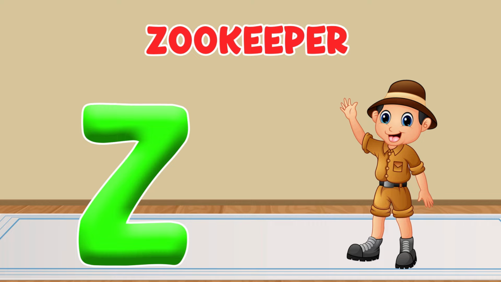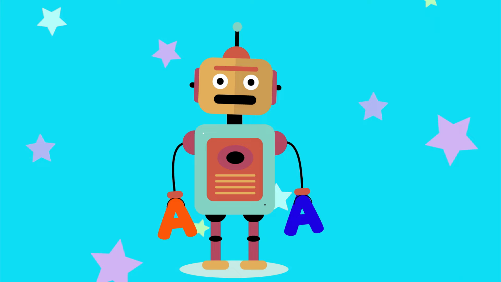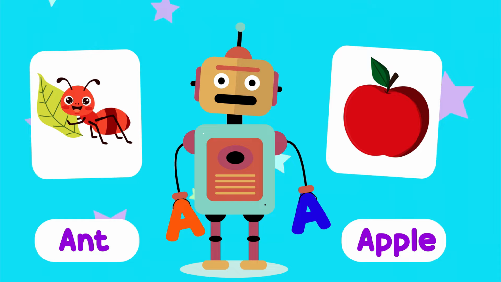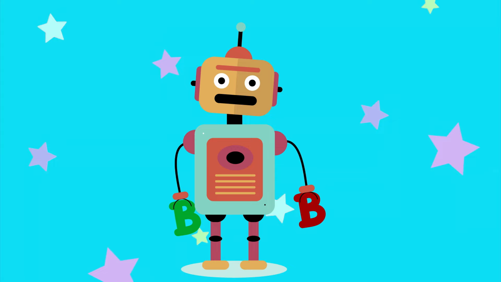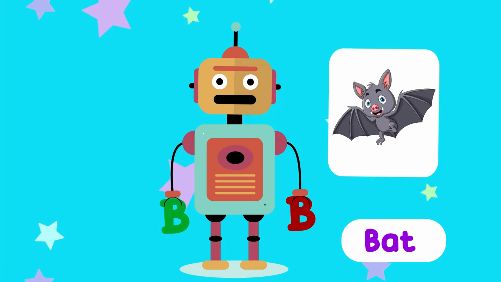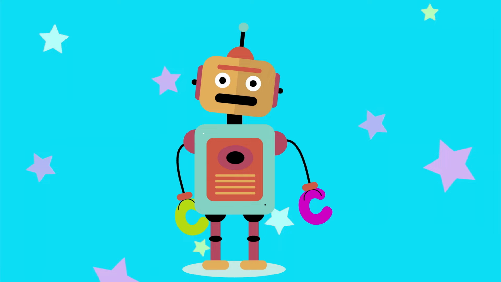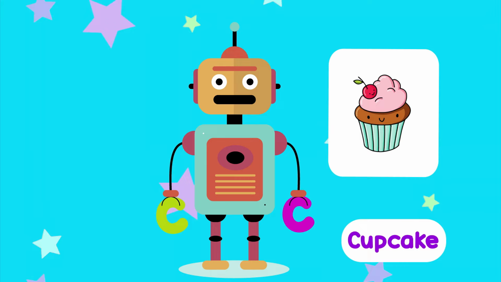A for apple. A for aunt. B for bat. C for cupcake. C for chicken.